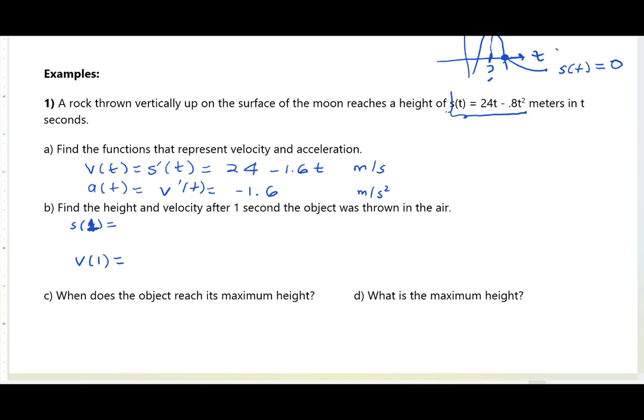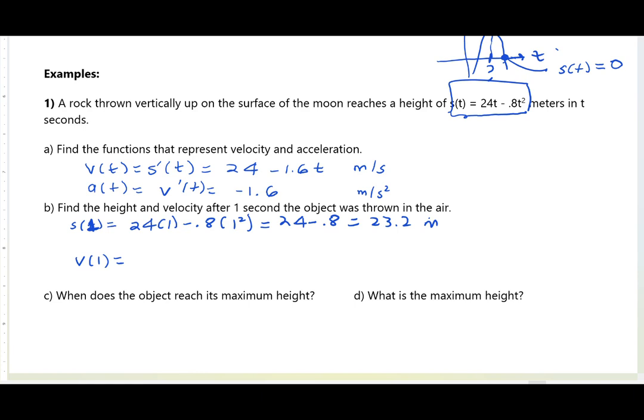So let's do that, going back to the s of t equation. 24 times 1 minus 0.8 times 1 squared, which is 24 minus 0.8. So that'll be 23.2 meters. So 1 second later, the object is 23.2 meters from the ground.